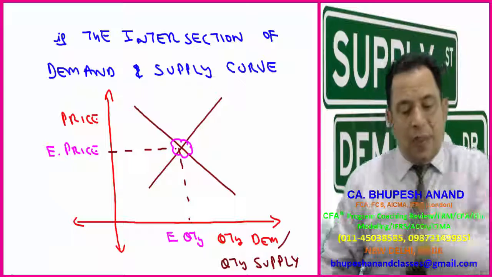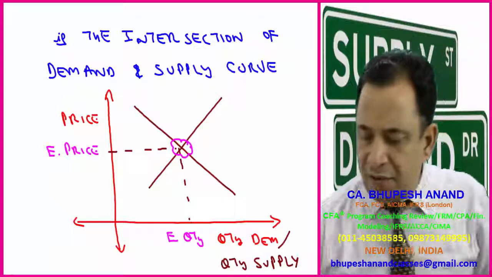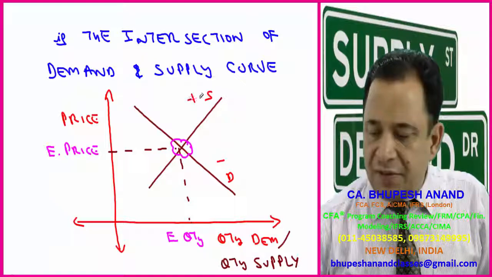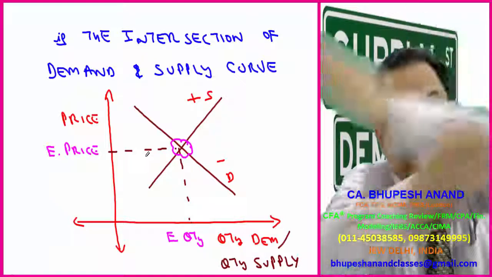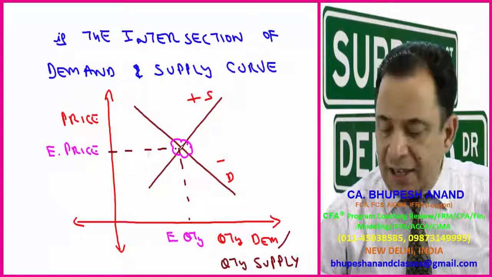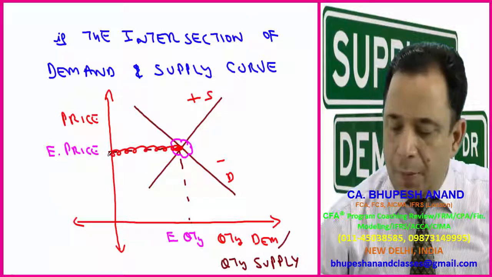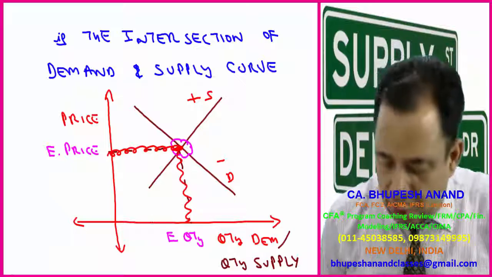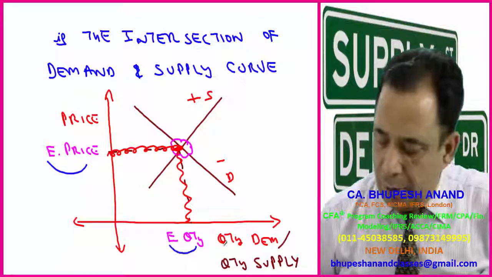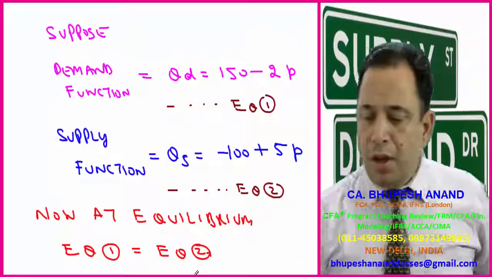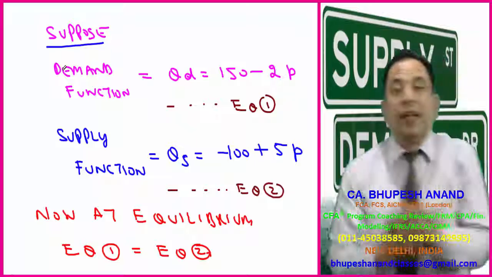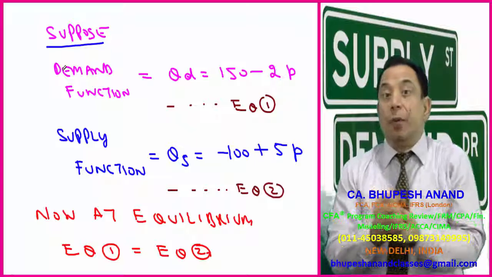So the intersection of the demand function, which is negatively sloped, and the supply function, which is positively sloped. At the point where they intersect, if I draw a perpendicular, I will be able to calculate the equilibrium price and equilibrium quantity. So let's move to a new point: mathematically, how we can calculate equilibrium quantity and equilibrium price.